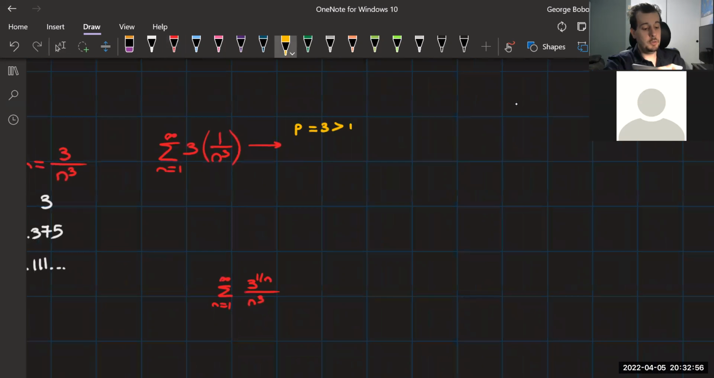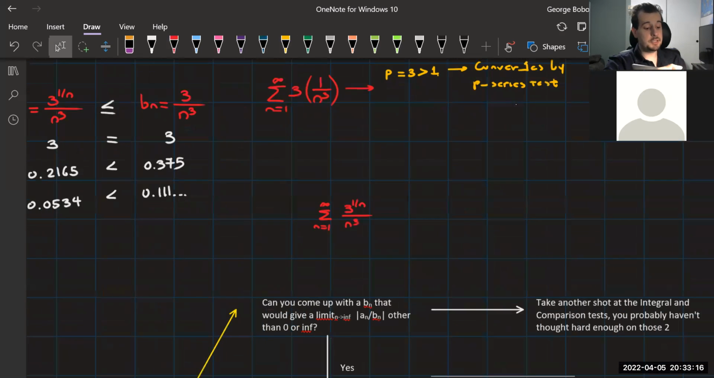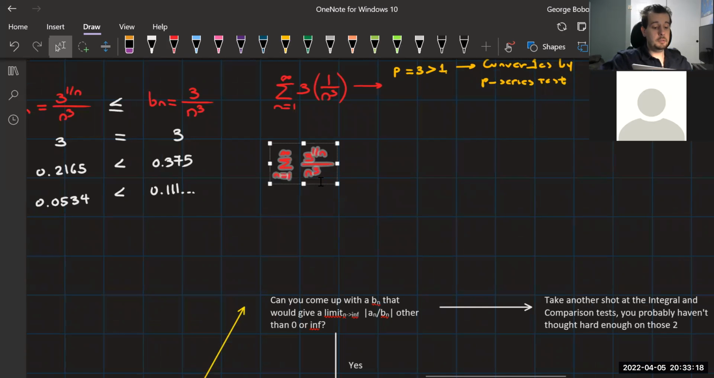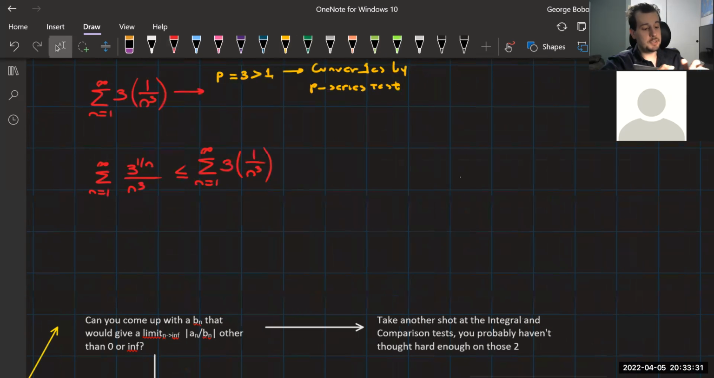So it's more than 1. Therefore, it converges by the P series test. So the exponent on the denominator is greater than 1, which is all that we're looking for in a P series. So it converges by the P series test. And therefore, this one, which is consistently smaller or equal to the one that we just analyzed, will also converge by the comparison test.